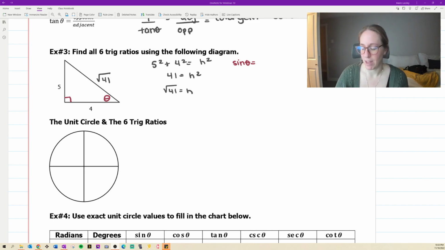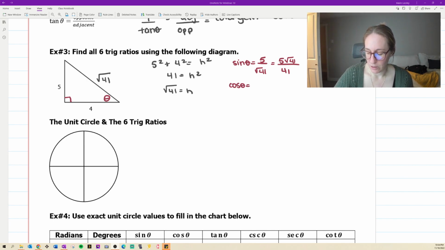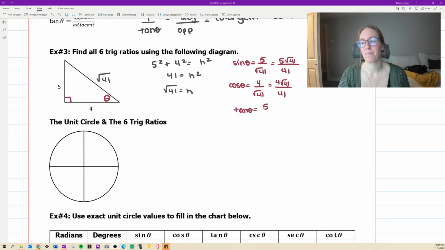So my sine of theta would be 5 over root 41, which we are going to rationalize and rewrite as 5 root 41 over 41. Then we have our cosine of theta, which would be 4 over root 41. Rationalize that, so 4 root 41 over 41. And then we have tangent, which is nice, and it's just 5 over 4.